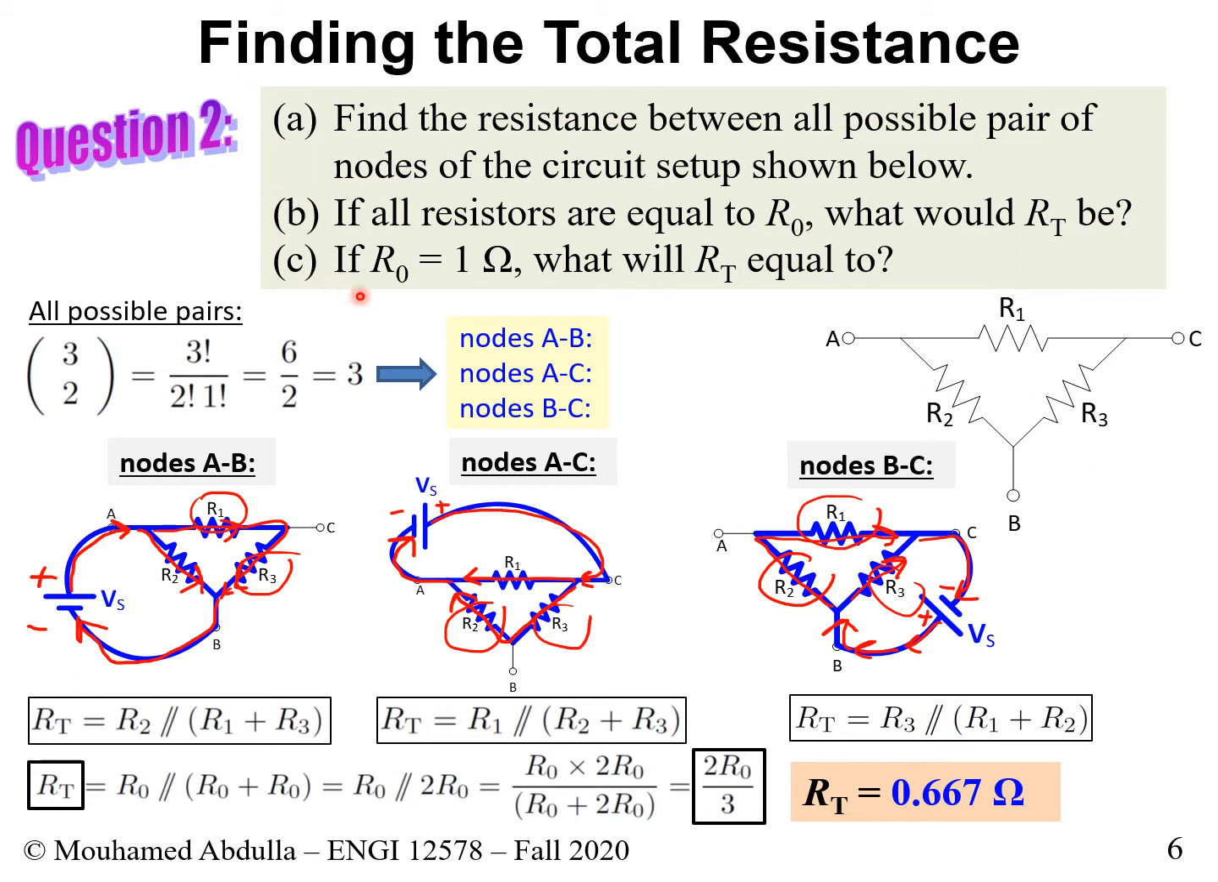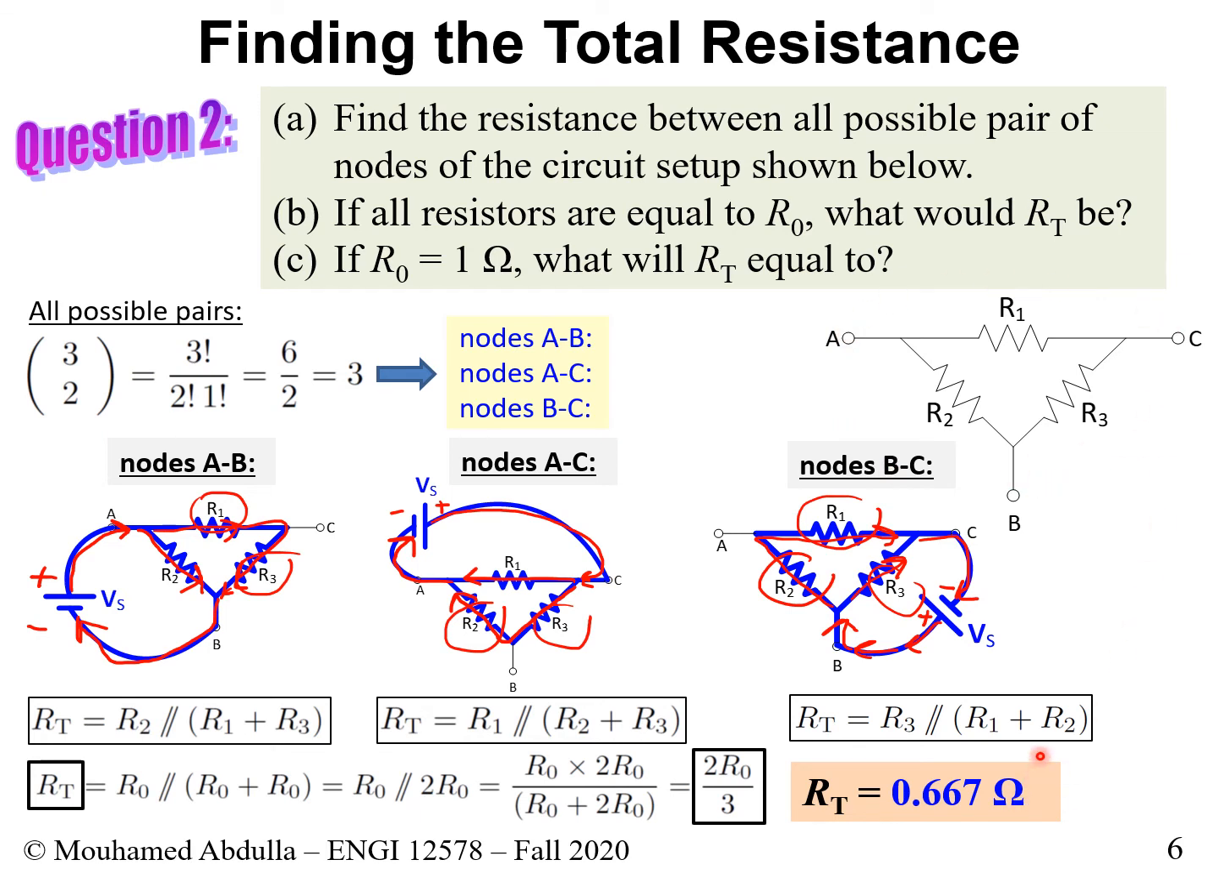In C, we tell you if all the resistors, R1, R2, and R3, are of the same value and they all equal 1 ohm, what would be the total resistance? Well, you simply put 1 in here and you get a total resistance of 0.67. So the resistance happens to be the same when they are all of the same value. So if all the resistors are of the same value, measuring between A and B, between A and C, and between B and C will give you the same result.